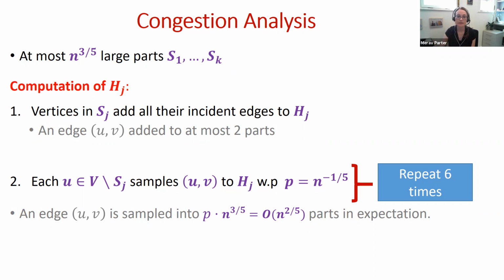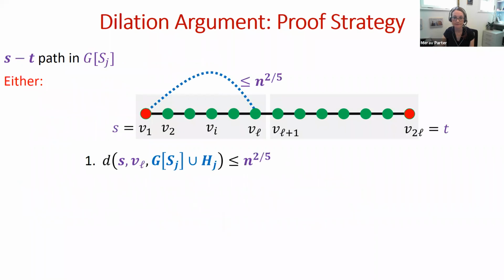But then we have these edges that every node not in the part samples with this probability. And since we have n to the 3/5 in expectation, one can see that an edge is sampled into this many parts. So the fact that every edge is sampled by 2 of its endpoints and that we repeat it 6 many times, this has just constant factor impact on the congestion. So this is what we get with expectation, and using Chernoff, you can also get it with high probability.